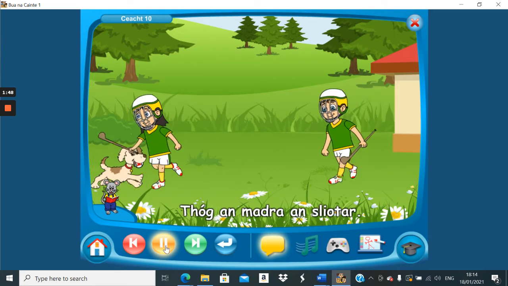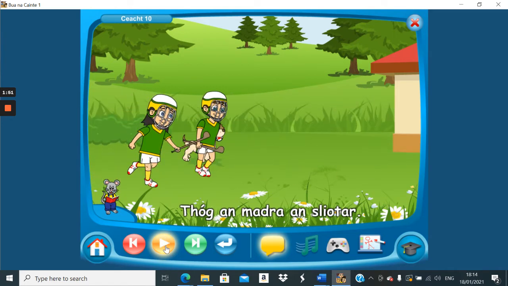Thóg an madra an slitter. The dog took the slitter, or the dog picked up the slitter.